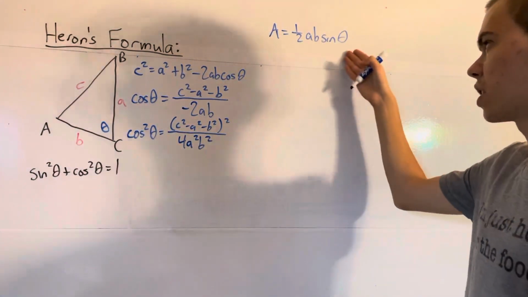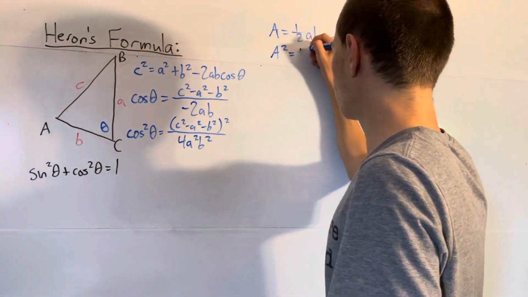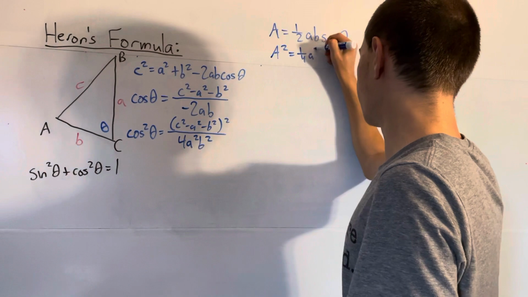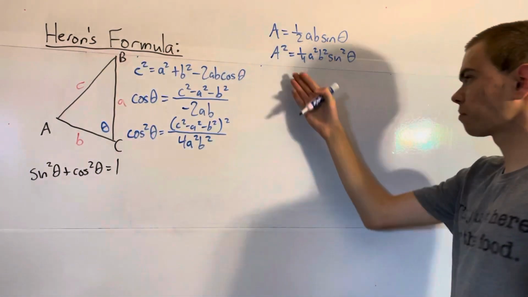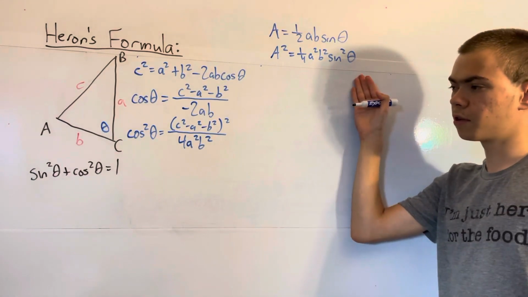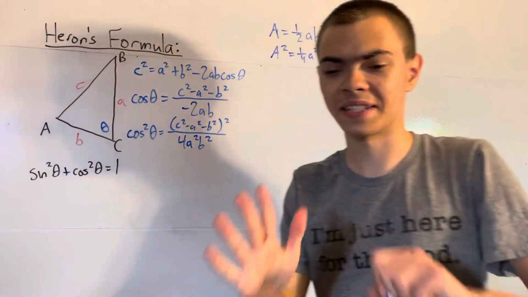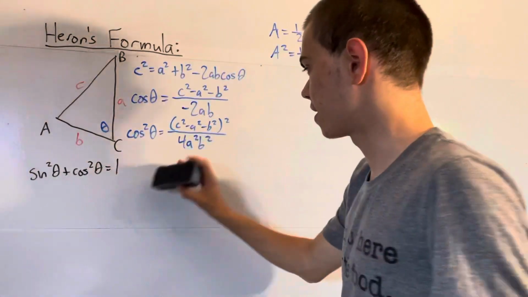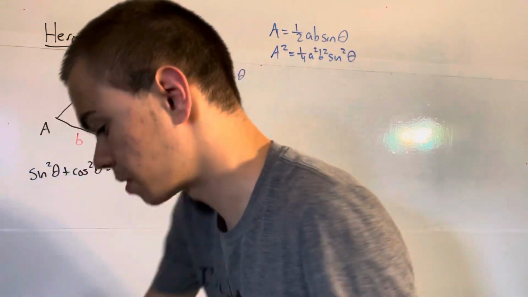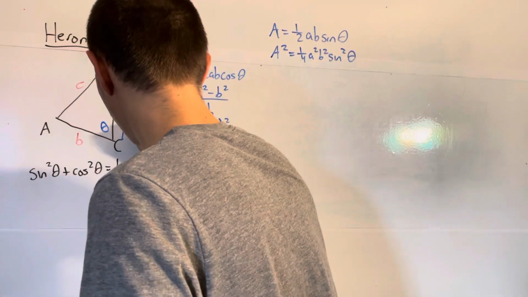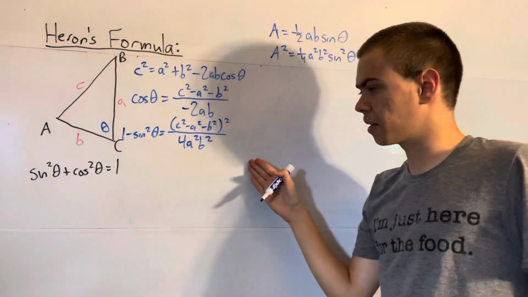Right here we're going to find sine squared of theta. Square both sides here. So a squared equals 1/4 a squared b squared sine squared of theta. So that's a squared. Now, the idea is that the cosine squared of theta is equal to 1 minus the sine squared of theta. Right, we're using this identity. So let me just rewrite that. Instead of rewriting a whole other line to do that, I'm just going to write it like this: 1 minus the sine squared of theta. That would be the same thing.